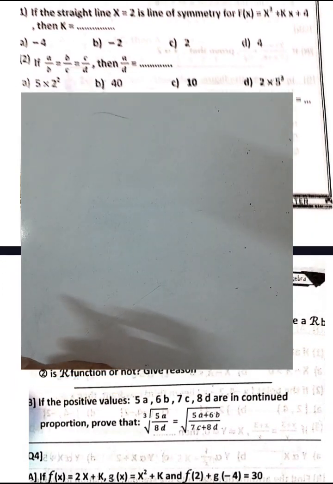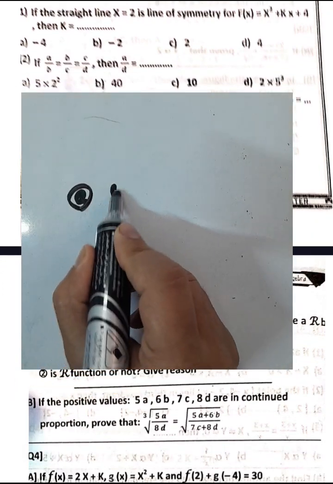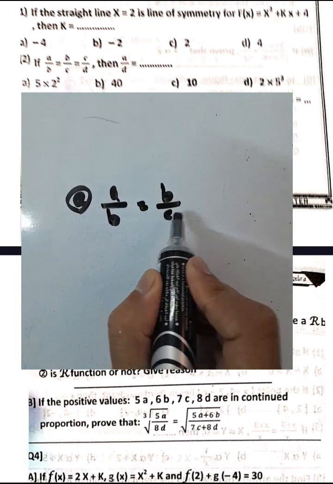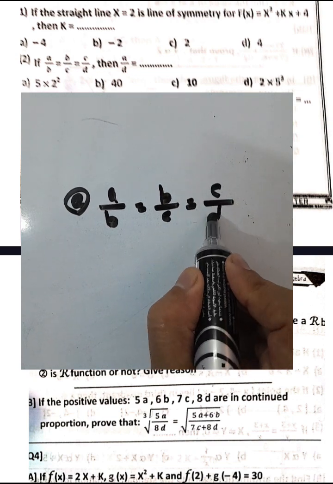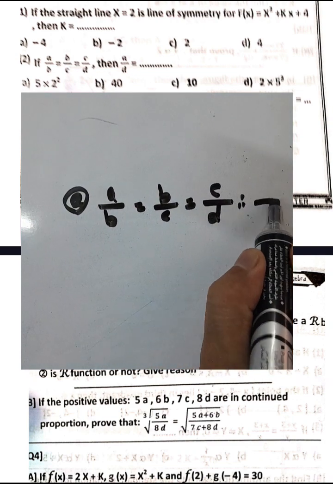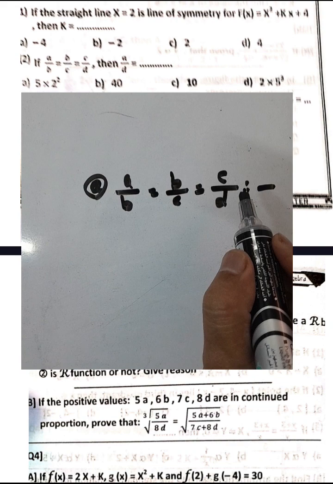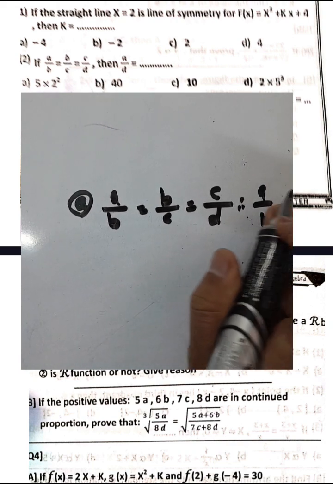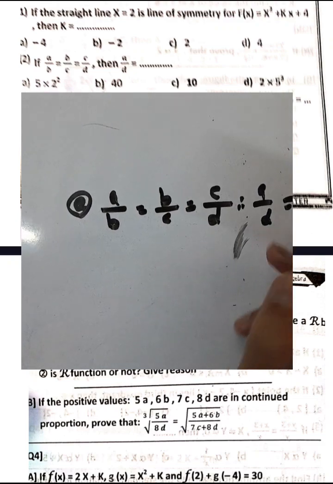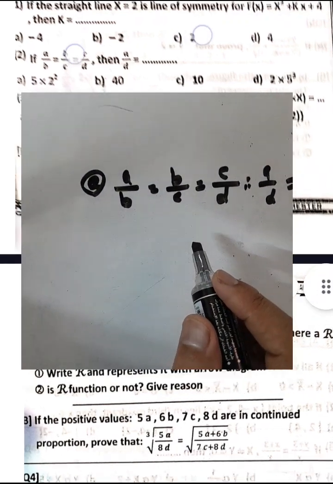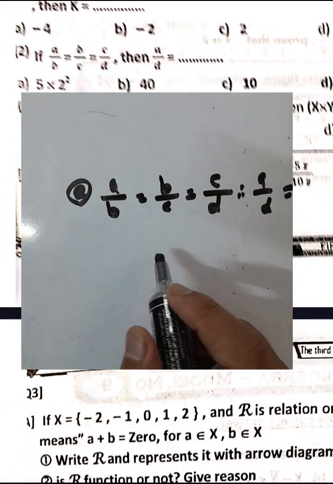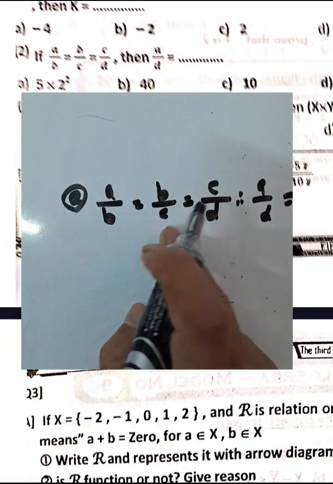Next question, number 2. If a over b equal b over c equal c over d, then you want to find the ratio between a and d. Okay, we can find the result here. It gives us a over b equal b over c equal c over d.